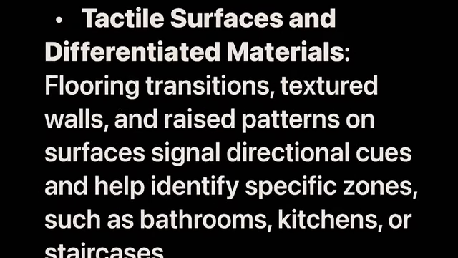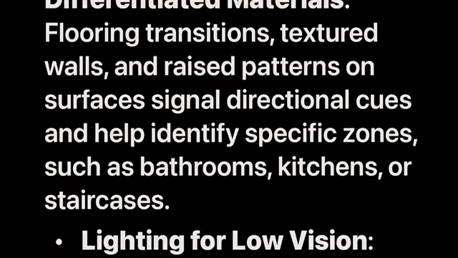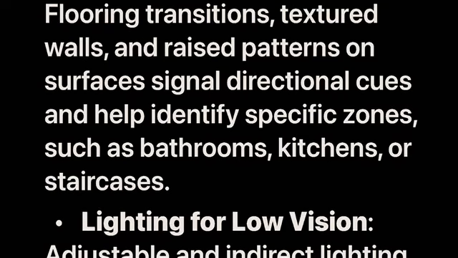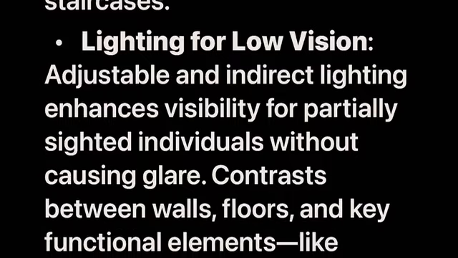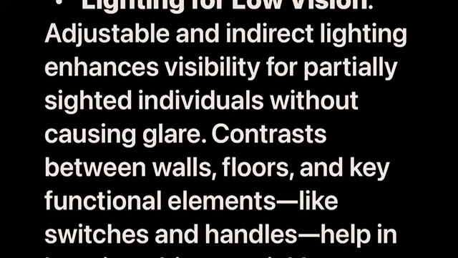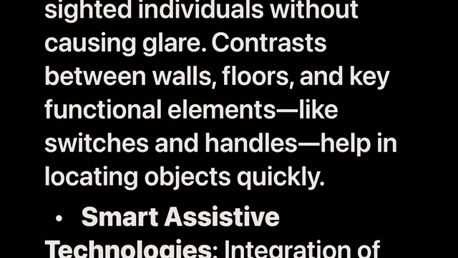Tactile surfaces and differentiated materials. Flooring transitions, textured walls, and raised patterns on surfaces signal directional cues and help identify specific zones, such as bathrooms, kitchens, or staircases. Lighting for low vision. Adjustable and indirect lighting enhances visibility for partially sighted individuals without causing glare. Contrasts between walls, floors, and key functional elements like switches and handles help in locating objects quickly.